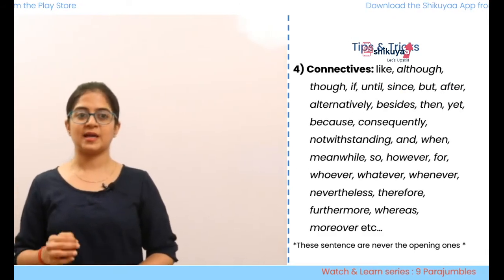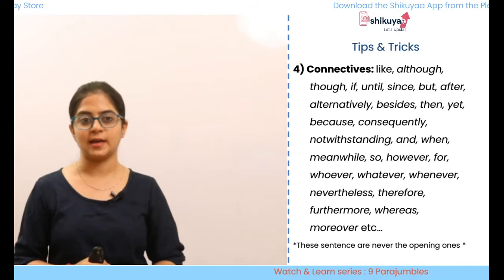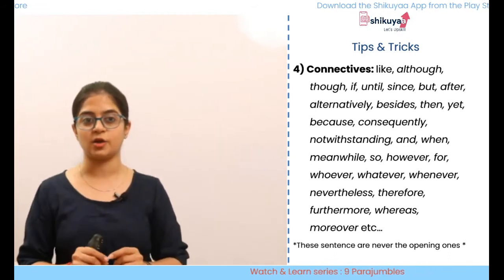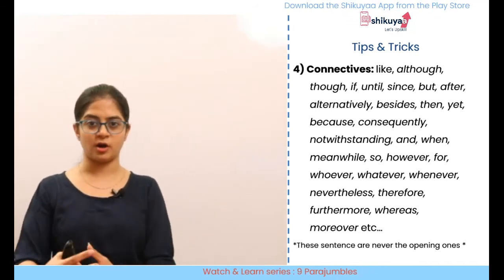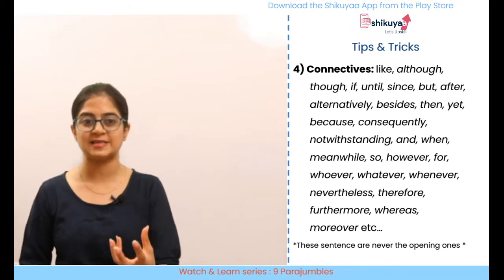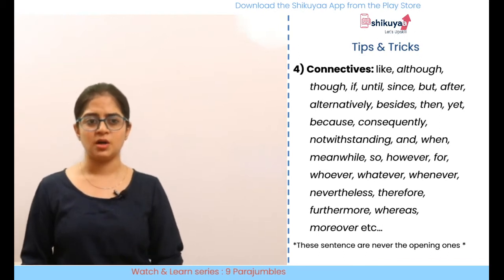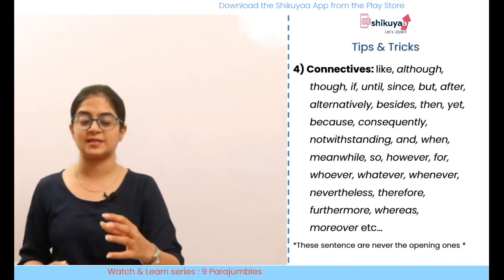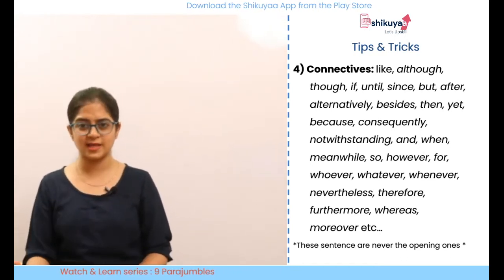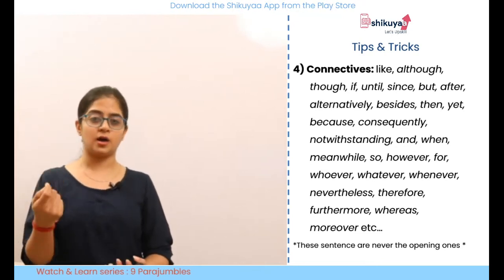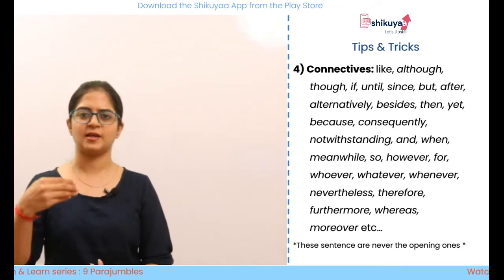Next tip is connectives. You have to search for the connectors. These are the following connectors. You have to search or you have to mark these kind of words, which gives you a hint that there is something before this word or after this word. So the connectors are like although, if, until, since, then, yet, however, nevertheless, therefore. These kind of words give us some hint that it might be conclusion, right? In conclusion, at the end, lastly. These are the trigger words you can always be dependent on.